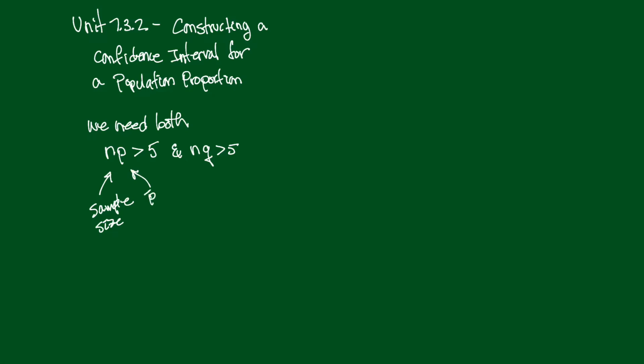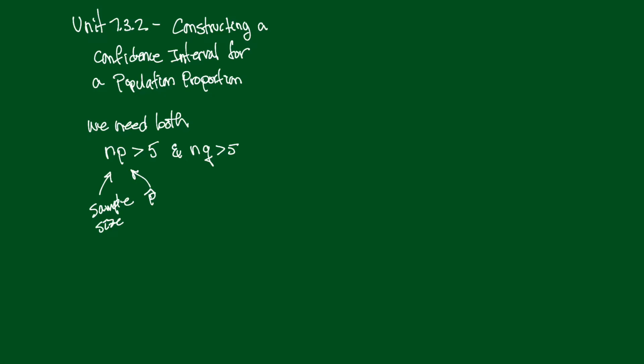Now we're going to actually construct a confidence interval for a population proportion. And the method we're going to use requires that we need both n times p to be greater than 5 and n times q to be greater than 5. In this case, n is our sample size, and this p is really going to be p hat, our estimated value of the population proportion.